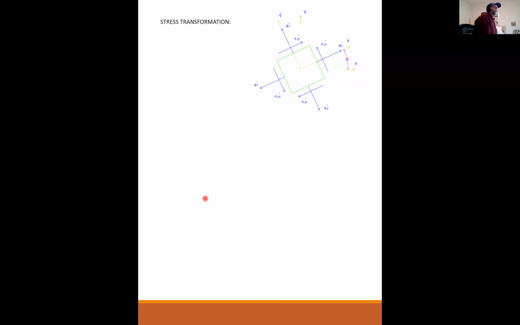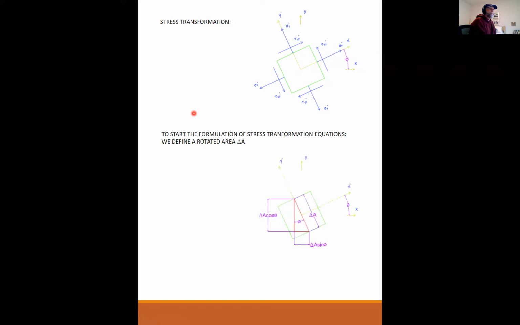Okay, so this is our transformed coordinate system. Here's our x and y, and here's our x prime, y prime. I'm going to start with a formulation of the stress transformation equations. We define a rotated area, delta A.